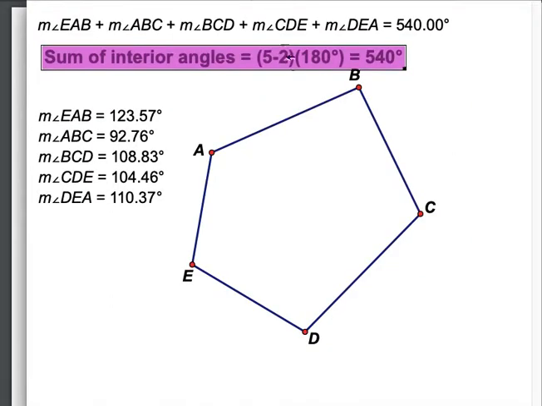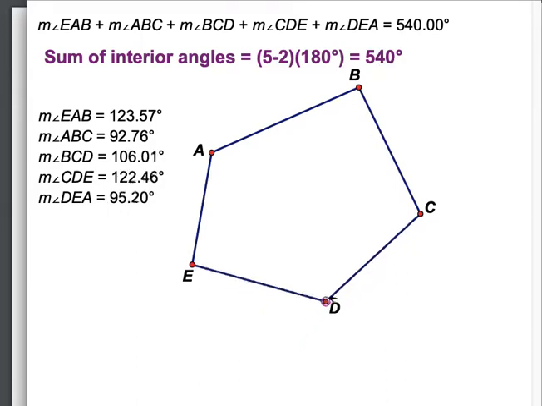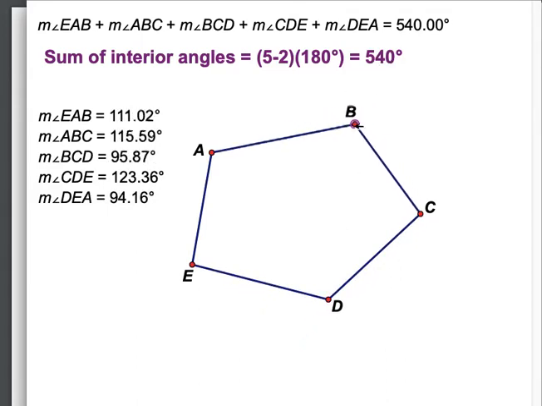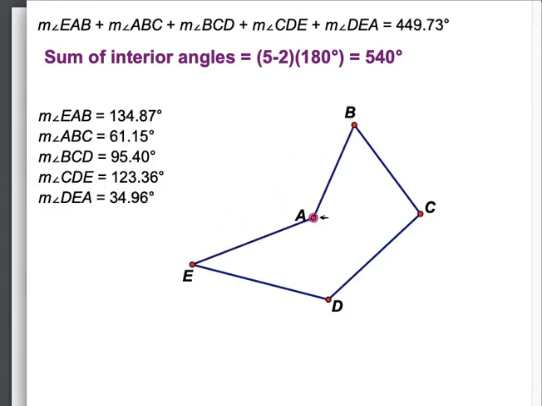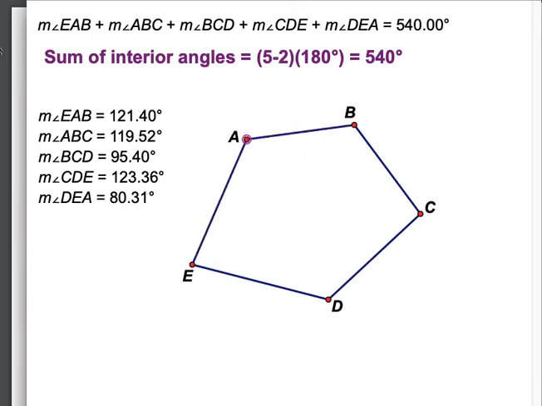The same is true of a pentagon. A pentagon has 5 sides, so 5 minus 2 times 180 will equal 540. Again, I can change the measure of one of the angles or a couple of the angles, but notice how the sum doesn't change. The only time it's going to change is if I make it caved in, and now the sum is different. So as long as it's a convex polygon.